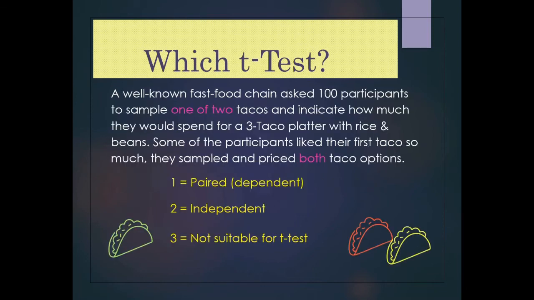A well-known fast food chain asked 100 participants to sample one of 2 tacos and indicate how much they would spend for a 3-taco platter with rice and beans. Some of the participants liked the first taco so much, they sampled and priced both taco options. So, would that be a paired or dependent t-test? Would that be an independent t-test? Or would this be not suitable for t-tests?